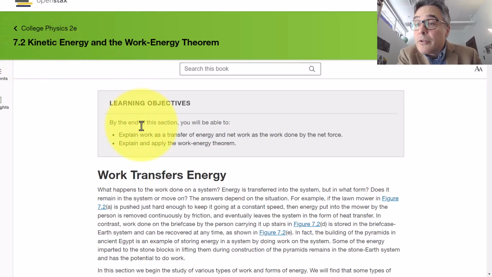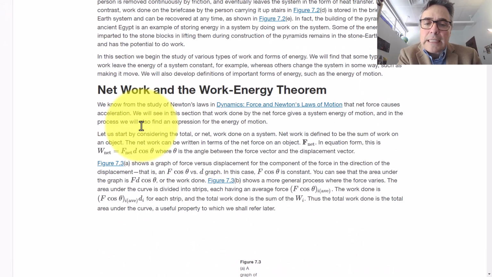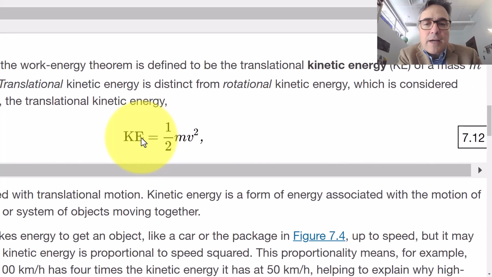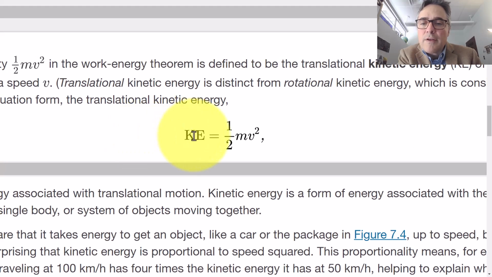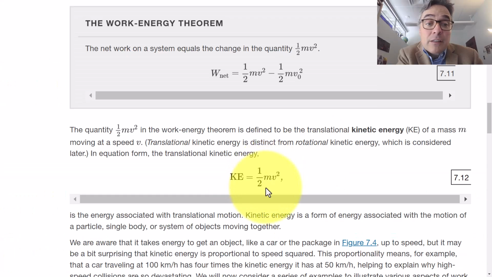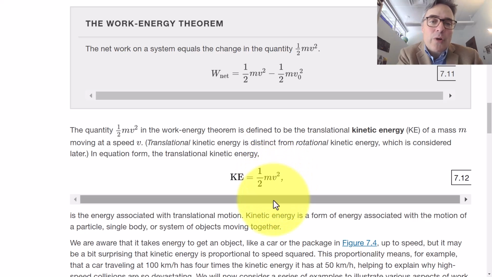Section 7.2 introduces the next kind of energy called kinetic energy. And this is defined here in equation 7.12. Kinetic energy is equal to 1/2 mv squared. v is the speed of the object, m is its mass, so 1/2 times mass times the speed squared. That gives you this kinetic energy, also measured in joules. Here it's a little easier to see. You've got kilograms times meters squared per second squared.